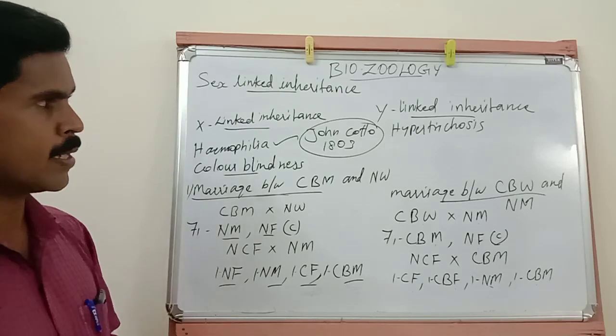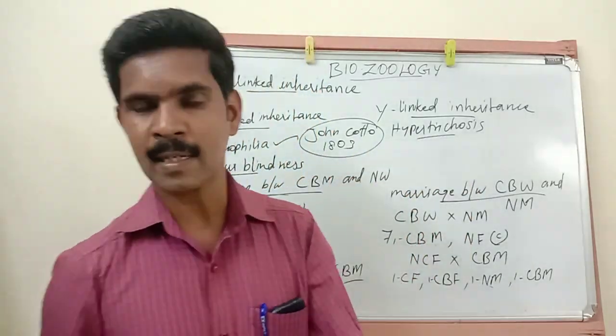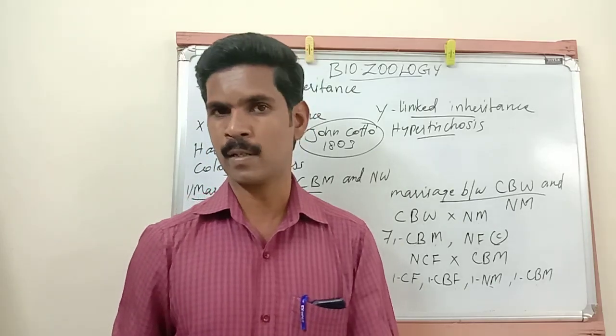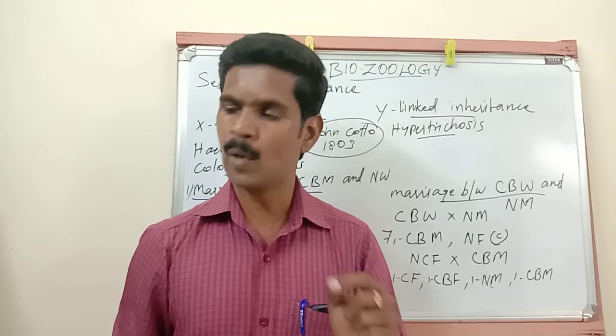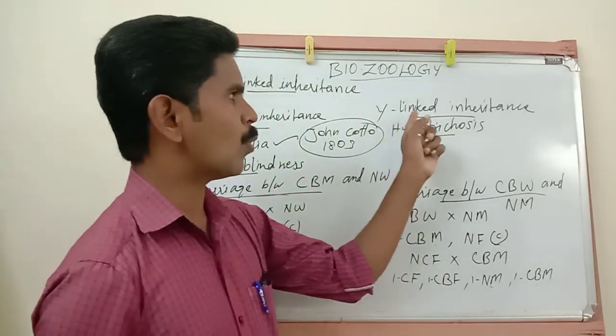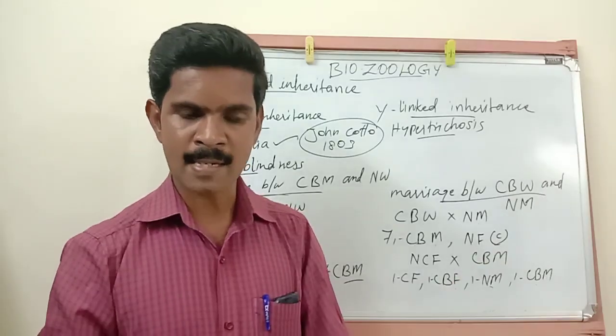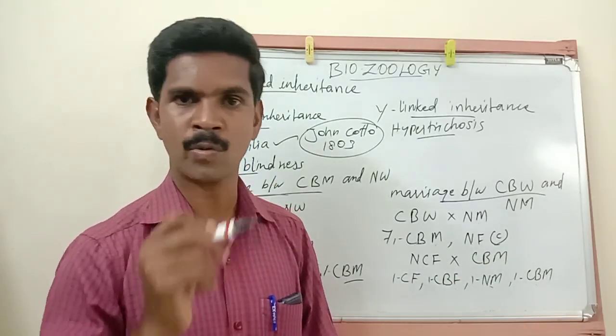Now we are going to study only one example for the Y-linked inheritance. Y-linked inheritance, you all know, I already told you: if the gene is located in the Y chromosome, it is called Y-linked inheritance. And this Y-linked inheritance is transferred only from the father to son, not father to daughter.